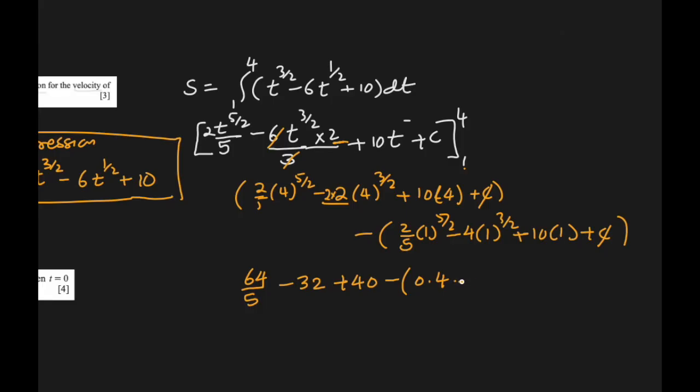Minus 4. Plus 10. Okay. So 10 minus 4 is 6. 6. 0.4. 6.4 rather. Positive, right? I hope I'm not making any mistake here.